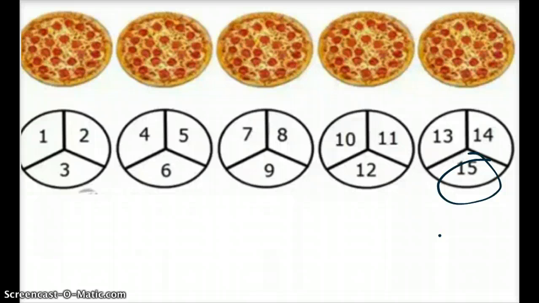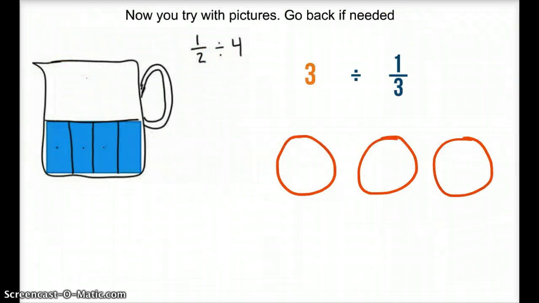All right. So here are some for you to go and do. I've drawn some pictures to help you set up and think about it. If you need to, go back and look at the examples to help figure it out. Okay, so over here we've got 1/2 divided by 4. Think about it: here is half of your pitcher, and it's divided down there into 4 sections. Then over here, you've got 3 divided by 1/3. So here are your 3 pieces, and you want to divide those into thirds.